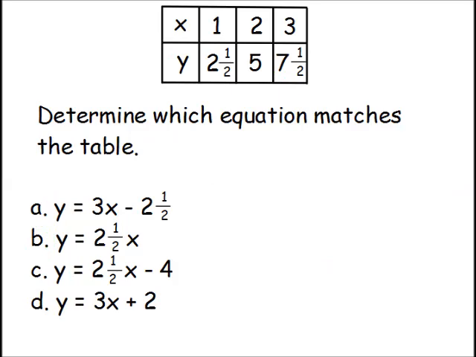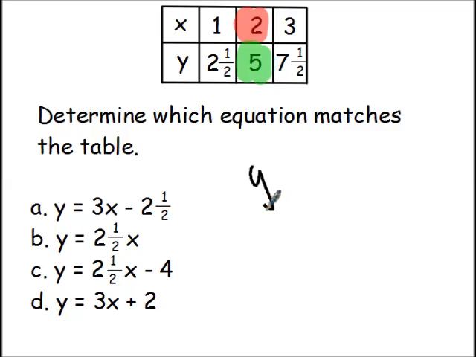Now this one, you may look at it and say, oh no, this one has fractions, it's so hard. That's not the case. Let's start with the easiest of the points, which would be when x is equal to 2 and y is equal to 5. That will minimize the number of fractions that we have to work with. So we'll start with answer choice A.